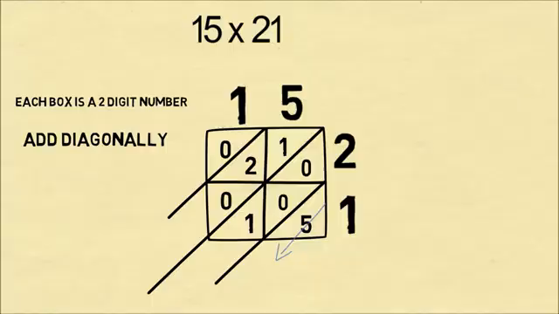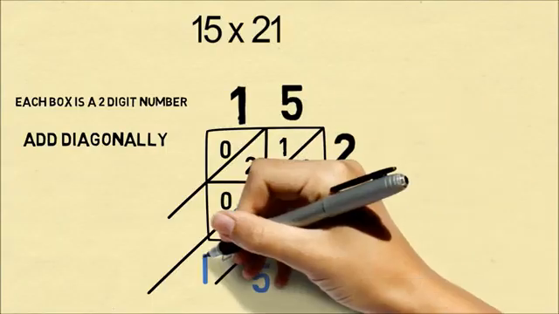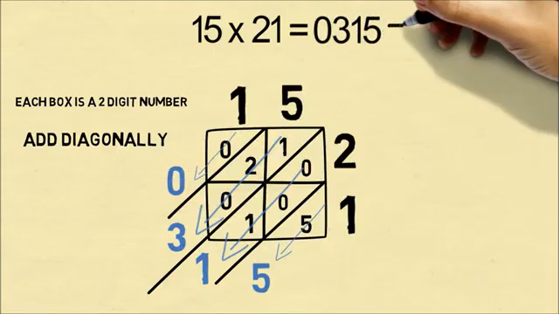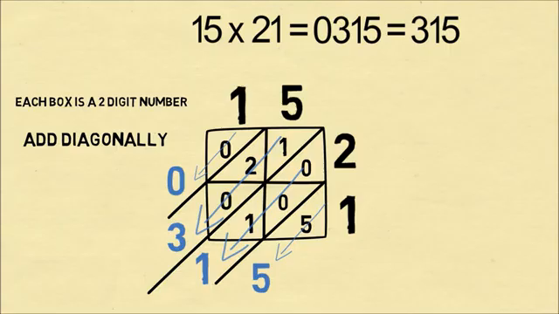Now we add up the numbers diagonally. So the first diagonal is 5, the next is 1, the next is 2 plus 1 is 3, and the final diagonal is 0. So this is 0315, which we just write as 315.